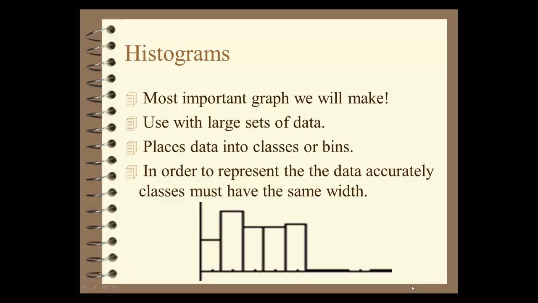Probably the most important graph we're going to spend time looking at in this course will be the histogram. It is typically used with large sets of data, in which the data has been placed into classes or bins of a specified width. It's important to recognize when looking at a histogram that the bins all have the same width. If you recall back to our frequency distribution, the table we made, this is perfectly set up for these bin widths for making a histogram.